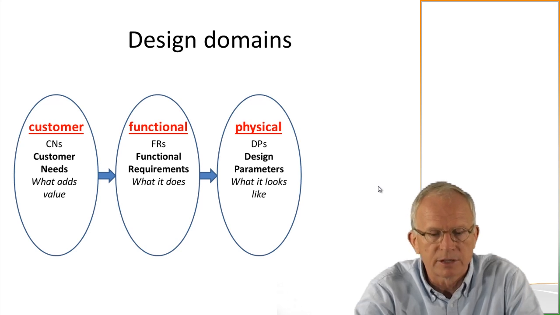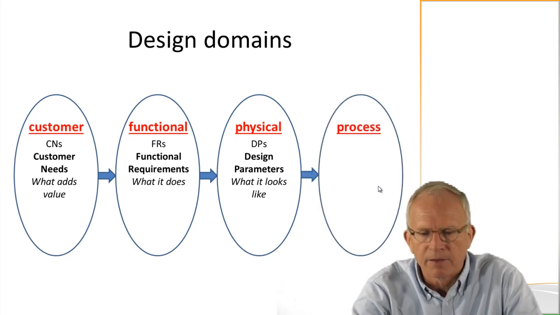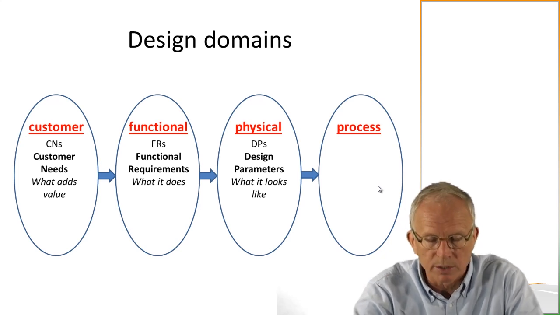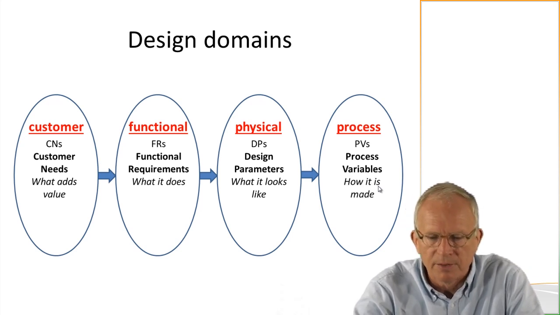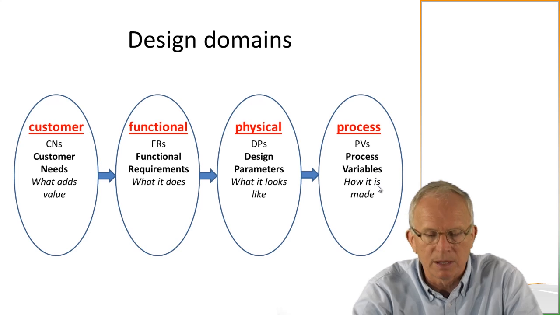And this describes what it looks like. And the final domain that we will be interested in, particularly in this course, is the process domain. And these are the PVs, or the process variables. And this describes how it is made.